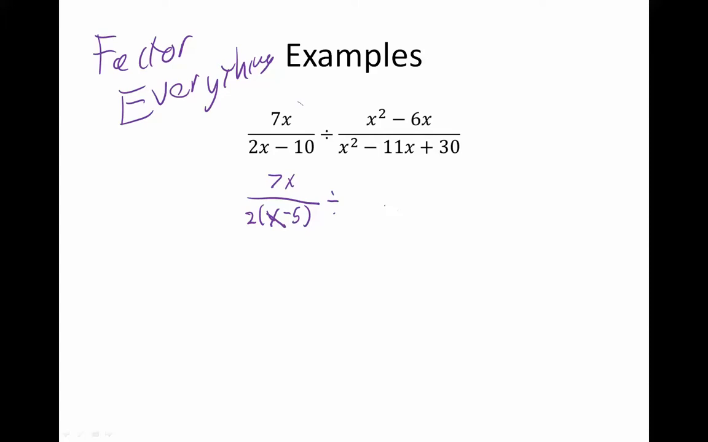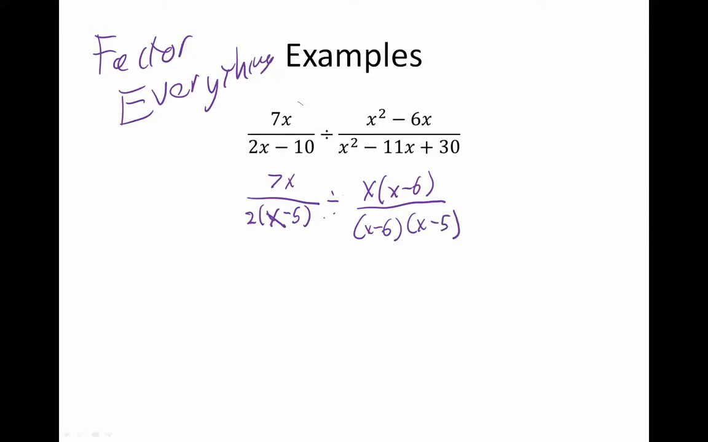And now I'm dividing. I notice that I can factor an x out of this top one. So that's x times x minus 6 over. And then I can't do an x or anything here. So I got multiplies to be 30, adds to be negative 11. That's going to be x minus 6 times x minus 5.